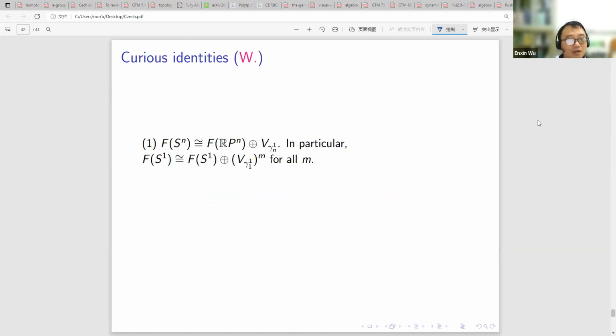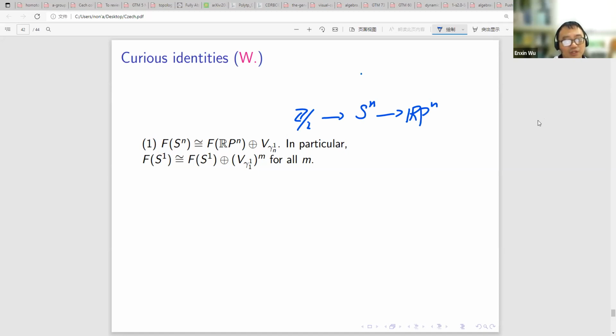Okay, so at the end, let me give you two very curious identities about diffeological vector spaces. It's a splitting of diffeological vector space. Let me start with this one, by the covering space S^n to RP^n. We all know from algebraic topology, the fiber is Z over 2, two points mapped to one point. It's a covering space. So in particular, what do you get?